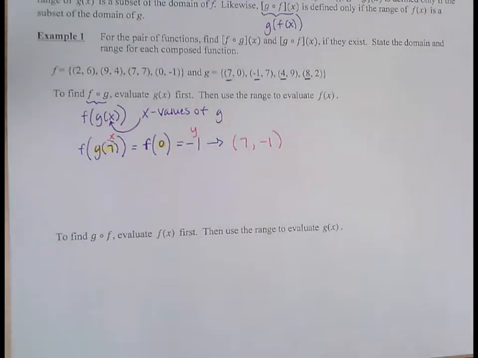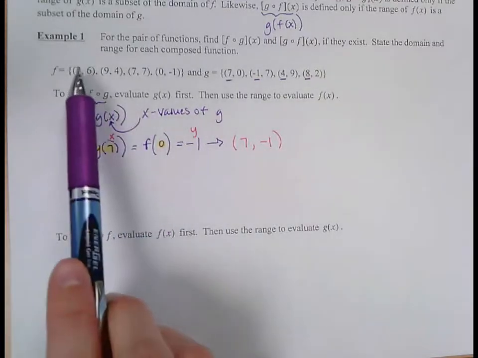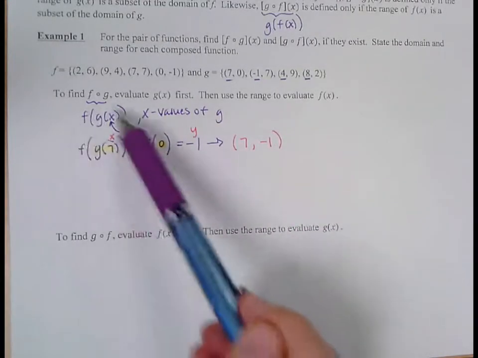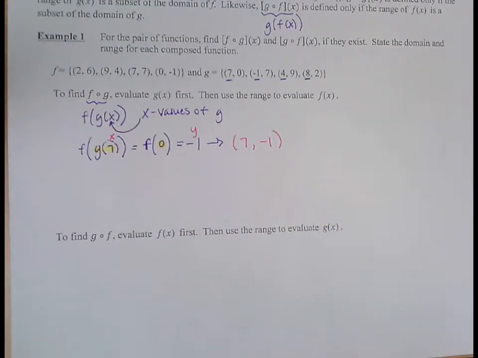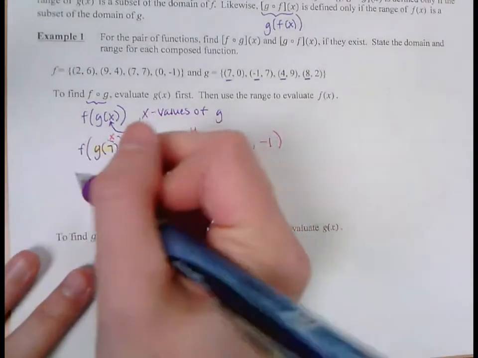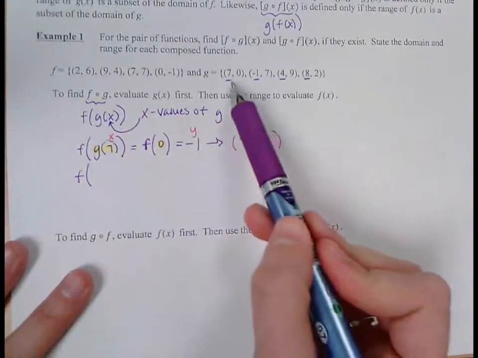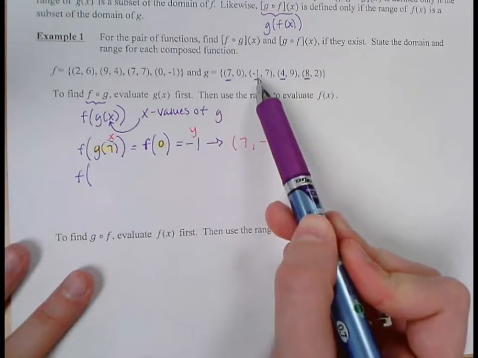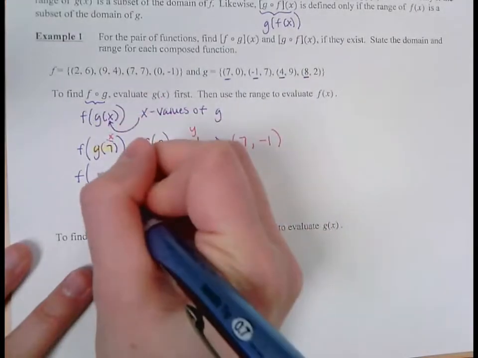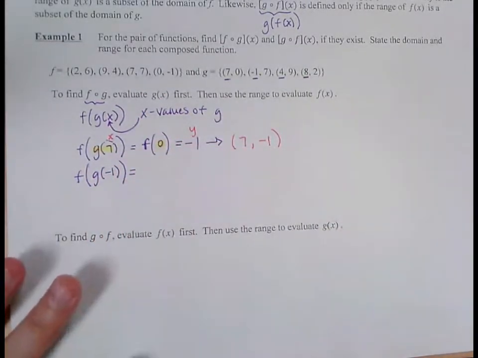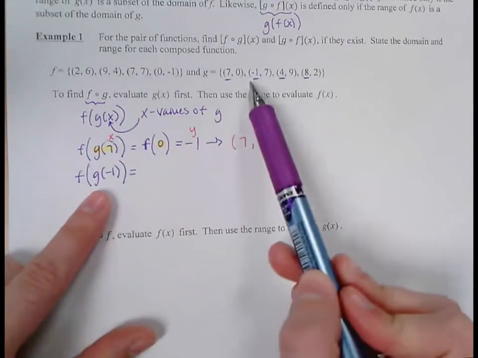Okay, and I could have at most 4 ordered pairs. Since both f and g have 4 ordered pairs, the most my f of g function will have is 4. So it might have 4, or it could have less than 4 if one of them doesn't exist, or more of them don't exist. So then I continue, I do the exact same thing, but now with the next x value for g, which is negative 1. So I'm finding f of g of negative 1. So I repeat that process.